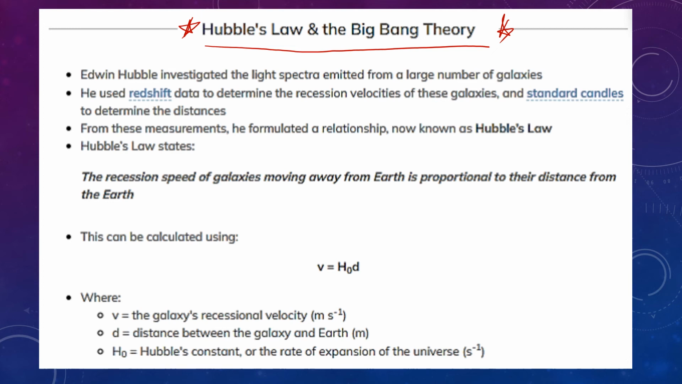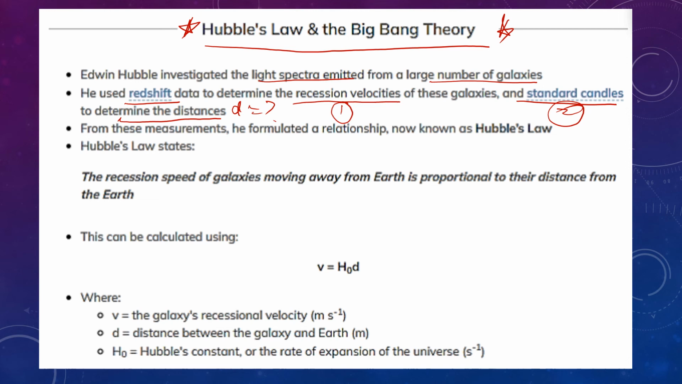So Edwin Hubble investigated the light spectra emitted from a large number of galaxies. He used the redshift data to determine the recession velocities. Recession velocity is the velocity of movement of the galaxy relative to the Earth, relative to the Milky Way galaxy. He used recession velocities and the standard candle method to determine the distances of the galaxies from us.